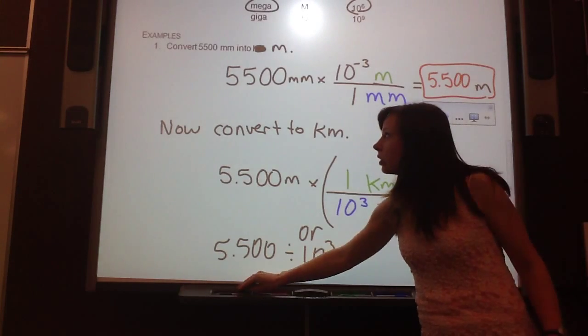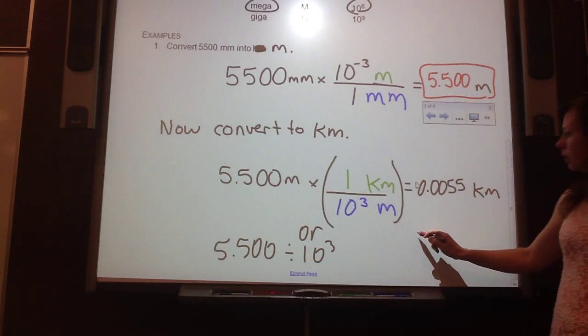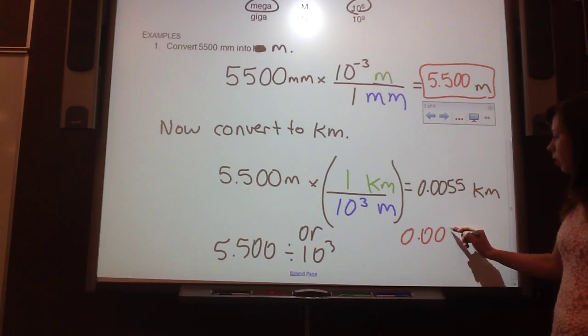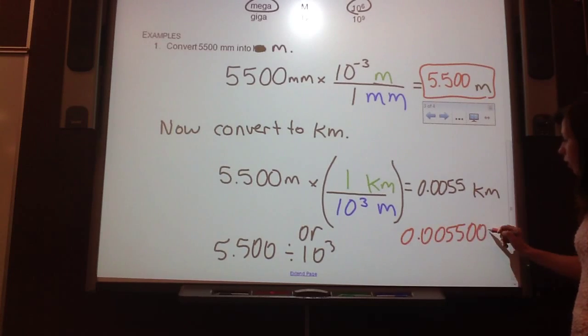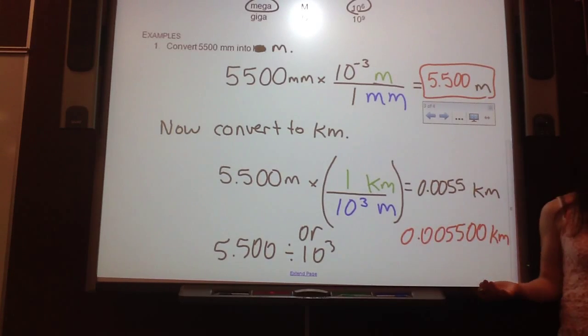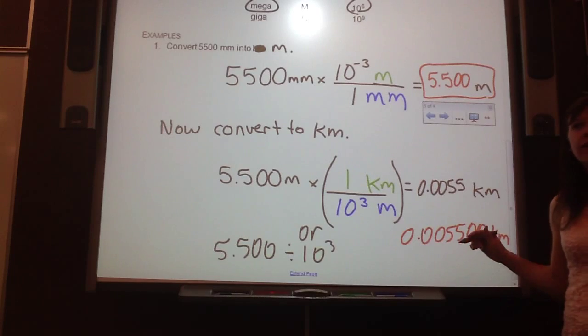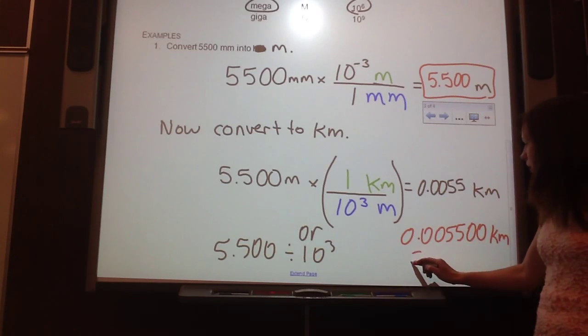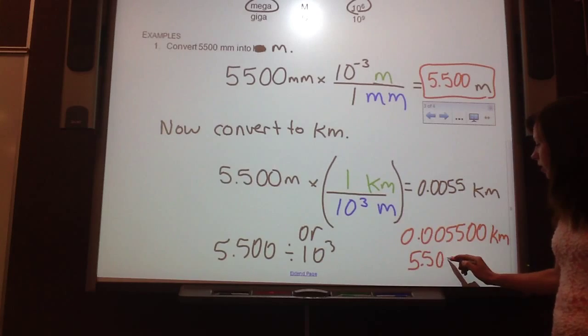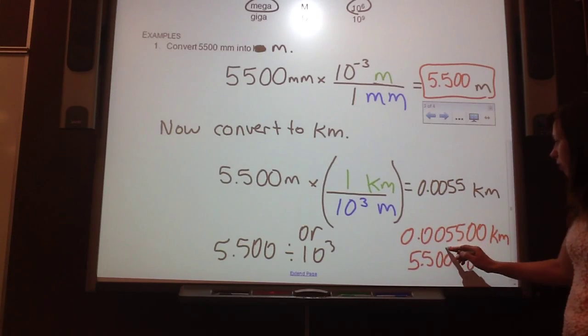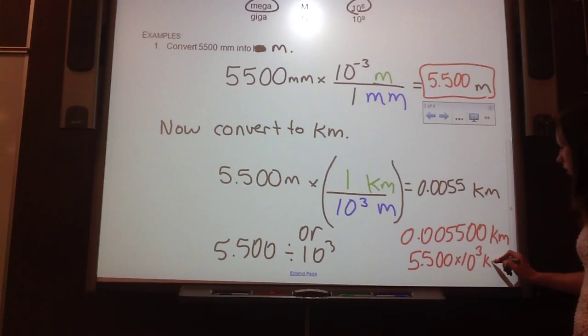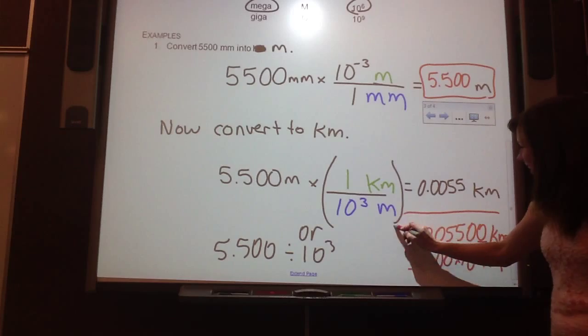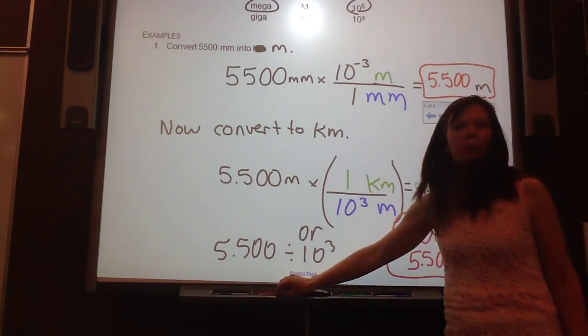So in sig digs, what should my answer be? 0.005500 kilometers. That's correct. It looks a little messy though, so I would probably put it in scientific notation, just for kicks, you know. This is also a correct answer. I would prefer to go 5.500 times 10 to the power of 3 kilometers. Negative 3, thank you. I was like, wait, that's not right.